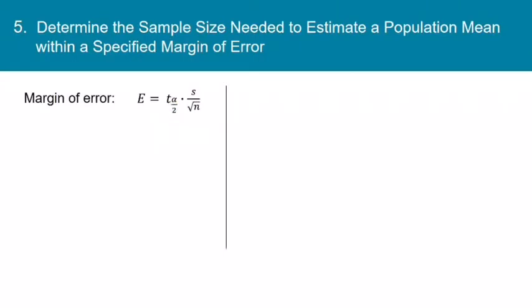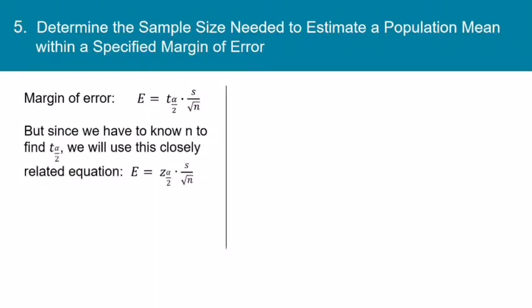So if you're thinking that we need to use algebra to isolate N here, you're on the right track, but we need to use the closely related formula Z sub alpha over 2 times S over square root of N, because we can get a Z score without knowing N. So let's just take this formula and let's run through the algebra that it would take to isolate N.